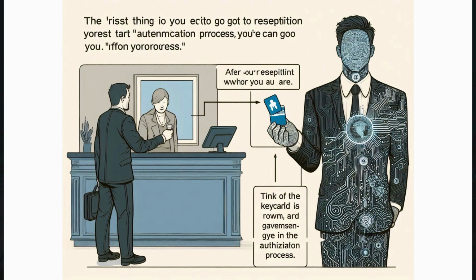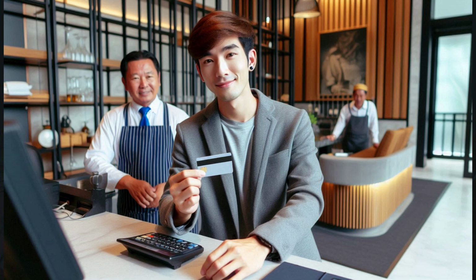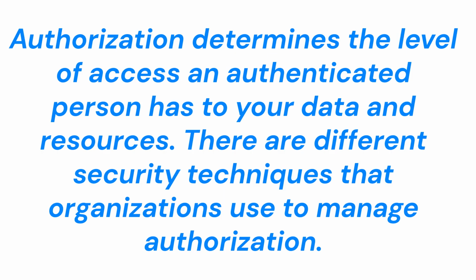Suppose you want to spend the night in a hotel. The first thing you do is go to reception to start the authentication process. After the receptionist has verified who you are, you're given a key card and can go to your room. Think of the key card as the authorization process. The key card will only let you open the doors and elevators you're permitted to access, such as for your hotel room. In cybersecurity terms, authorization determines the level of access an authenticated person has to your data and resources.